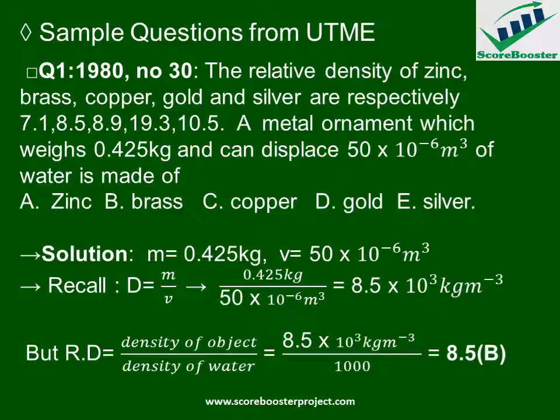The first thing is to write out the given parameters, and from the question we are given the mass of the substance to be 0.425 kg, and we are also given the volume of water displaced to be 50 times 10 raised to power minus 6 meter cube. And according to the principle of flotation, a solid will displace its own weight of the liquid in which it is immersed. So we assume the volume of water displaced will be equal to the volume of the substance itself.